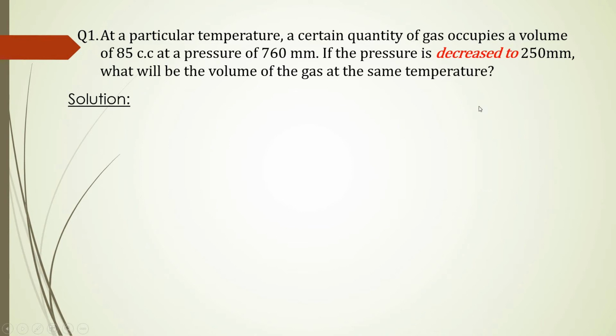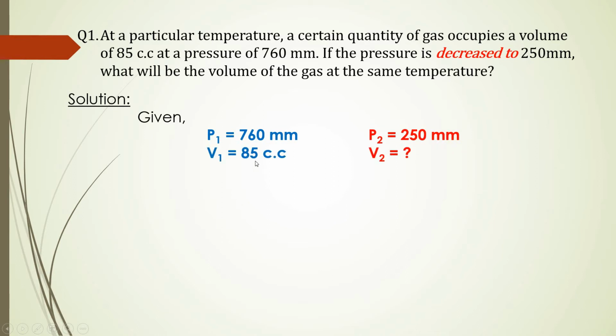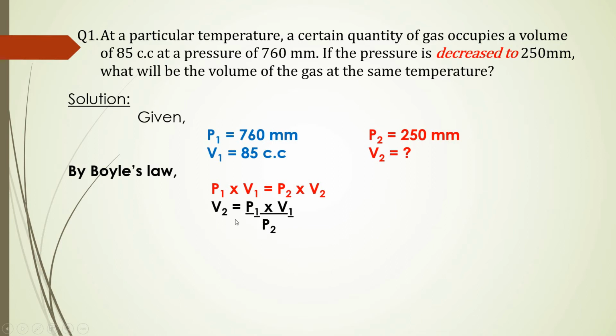So let's write the given condition first. So P1 is 760 millimeter and P2, decreased to pressure, is 250 millimeter. V1, initial volume, is 85 cc, and we need to find out the final volume when the pressure is decreased to 250 millimeter. Now, according to Boyle's law, we know that P1 into V1 is equal to P2 into V2, which is a constant. Now we need to find V2, therefore we'll rearrange this relation to get V2.